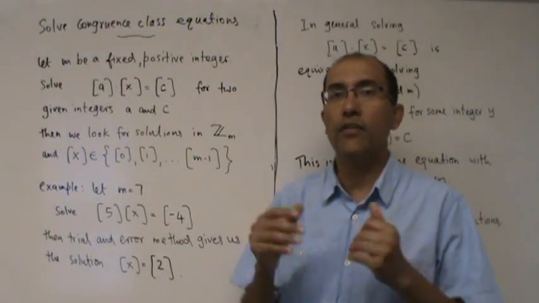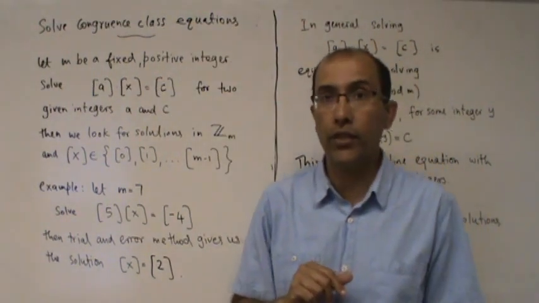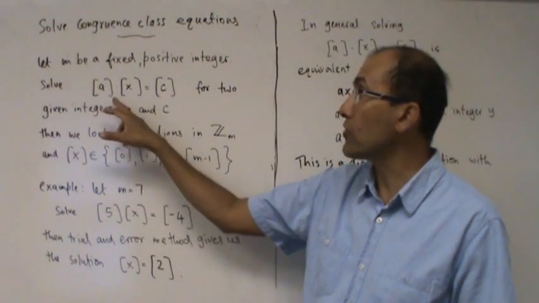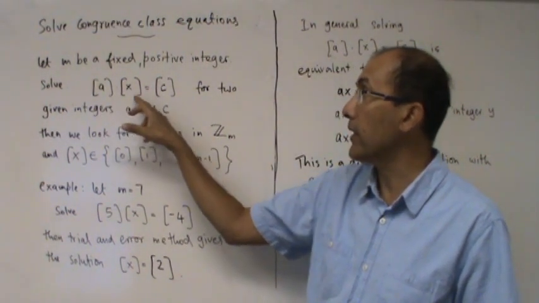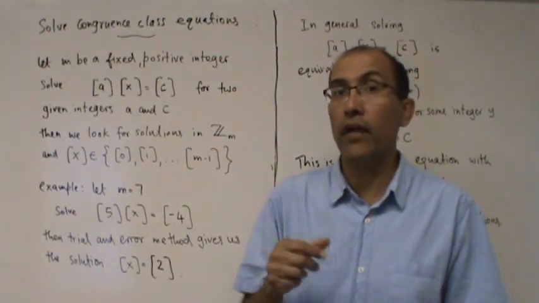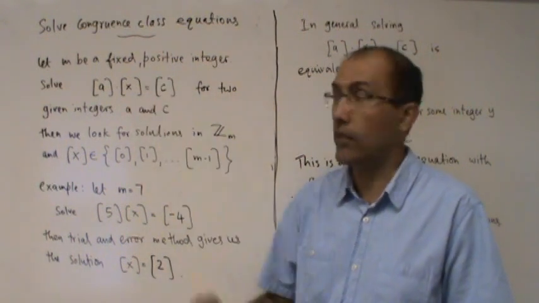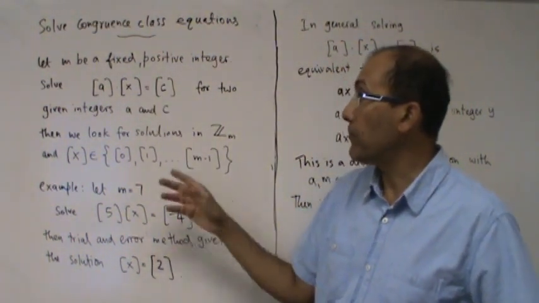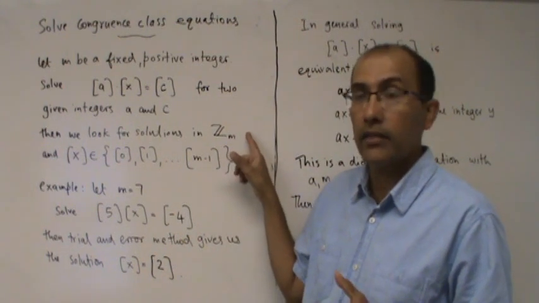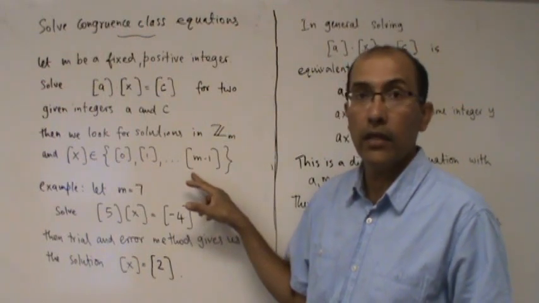Right. We next move on to solving congruence class equations. Let m be a fixed positive integer, and we want to solve the equation ax = c for two given integers a and c. We want to find the congruence class x which will satisfy this equation. Since we are working in the set Z_m, we know that the solution has to be one of these. So that's the good thing.